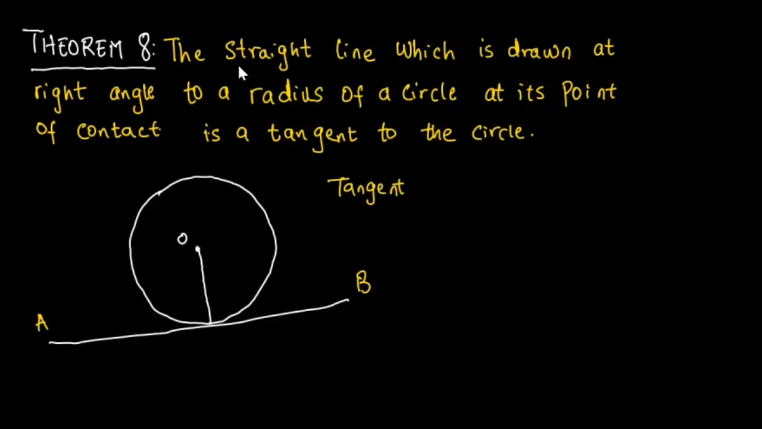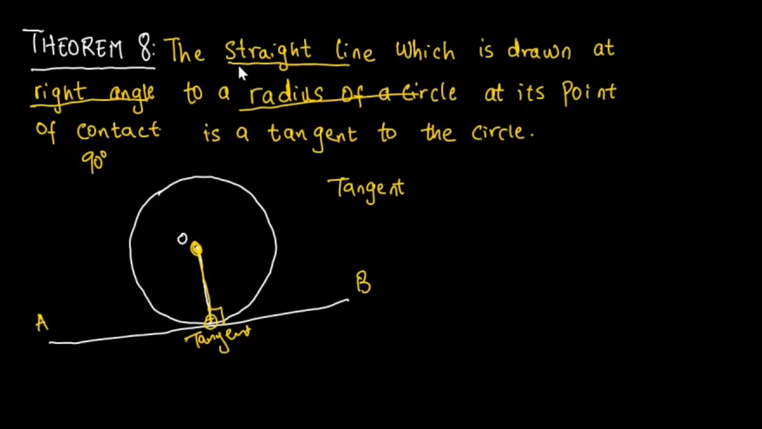So this theorem states that we have a straight line which is drawn at right angle. A right angle simply means 90 degrees. So which is drawn at right angle to the radius of a circle. So this is a straight line, this line outside, which we call the tangent. And this line is drawn at right angle, this is the right angle here, to this radius. The radius runs from the center to the circumference. Now this straight line, which is drawn at right angle to the radius of a circle at its point of contact, so this is where it meets here, is a tangent.